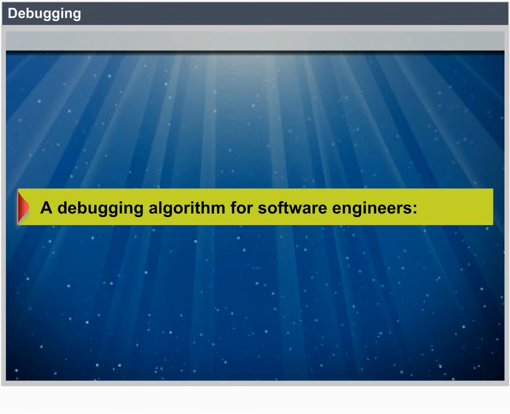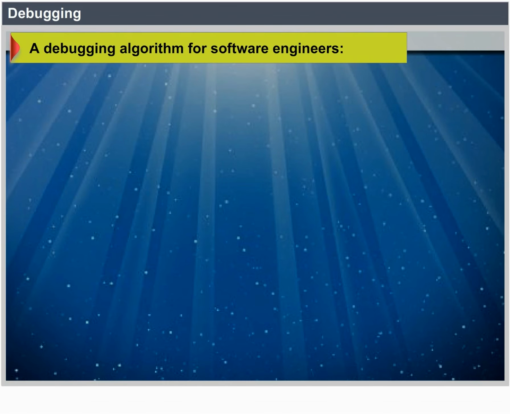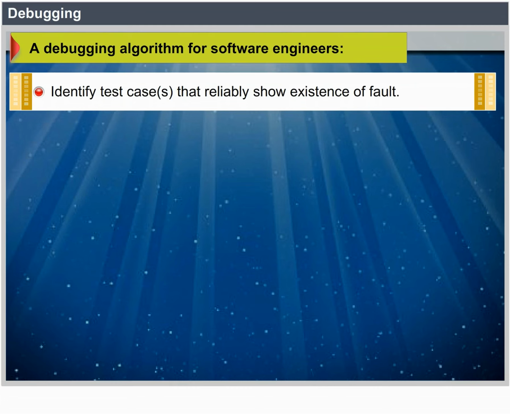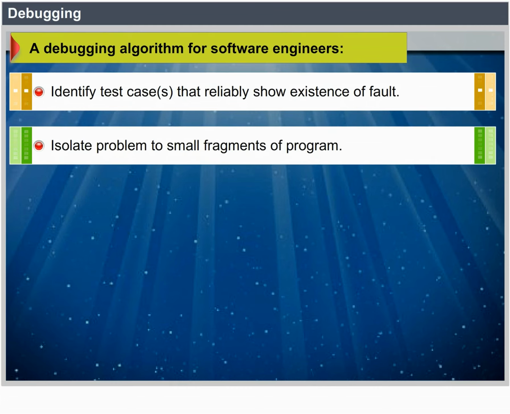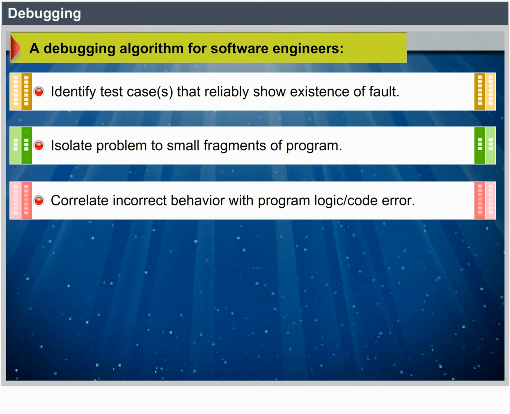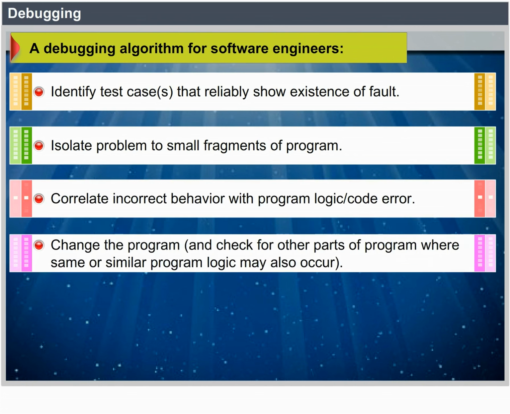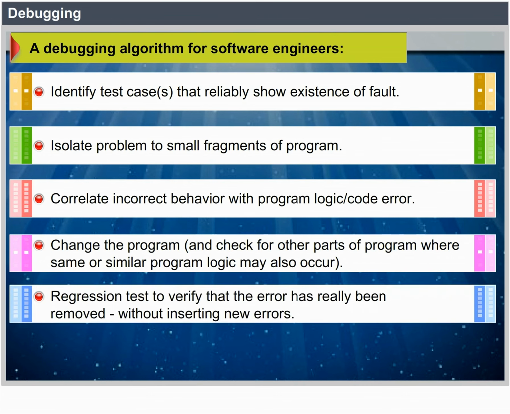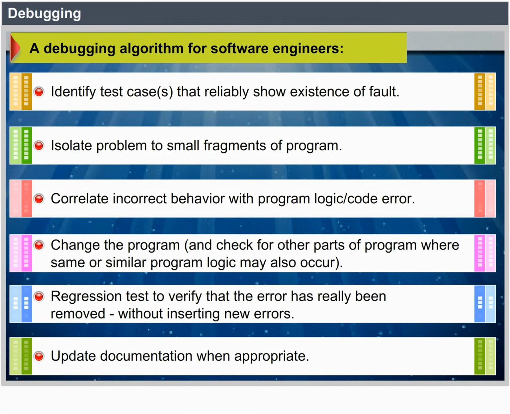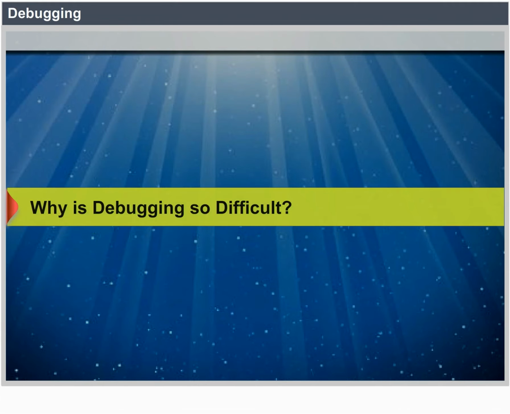A debugging algorithm for software engineers. Identify test cases that reliably show existence of fault. Isolate problem to small fragments of a program. Correlate incorrect behavior with program logic code error. Change the program and check for other parts of the program where same or similar program logic may also occur. Regression test to verify that the error has already been removed without inserting new errors. Update documentation when appropriate.